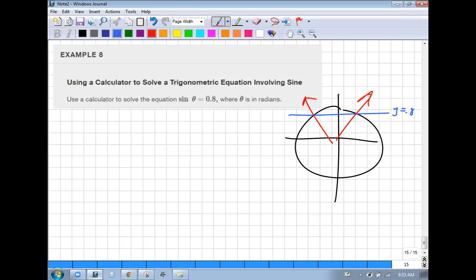Well, if I did theta equals sine inverse of 0.8, it's going to give me that number, right? Whatever number that is, your calculator is going to give you a number. But we also need this one. So that would be pi minus sine inverse of 0.8, right? And then, of course, we want anything that points in the same direction.